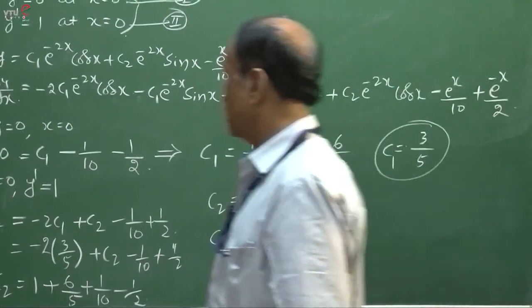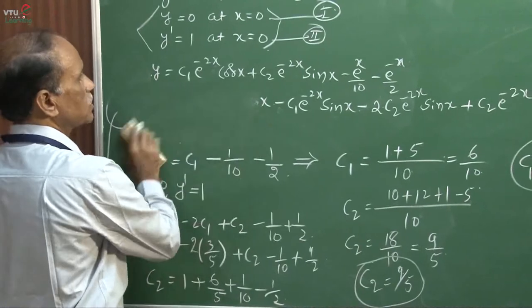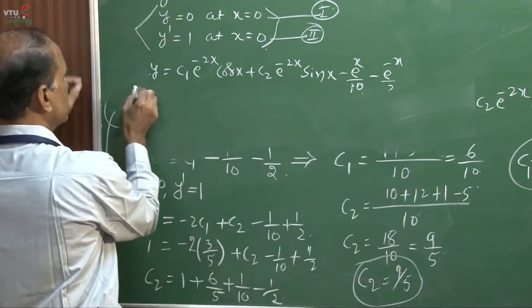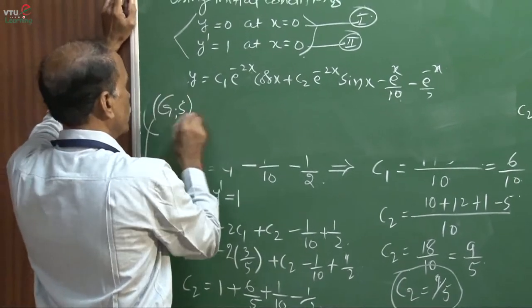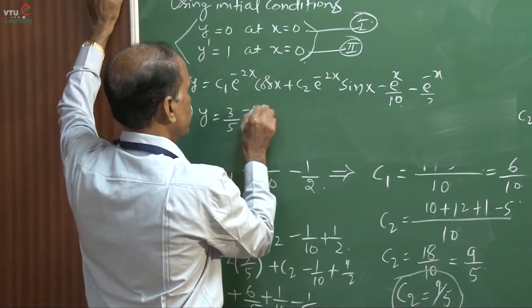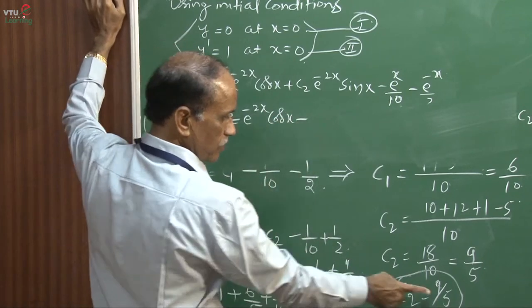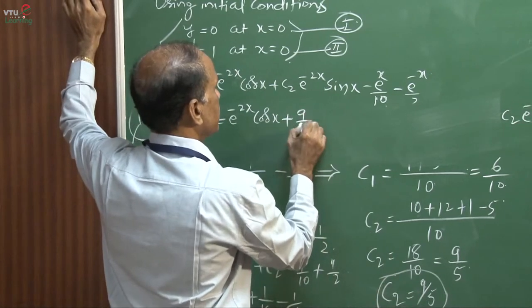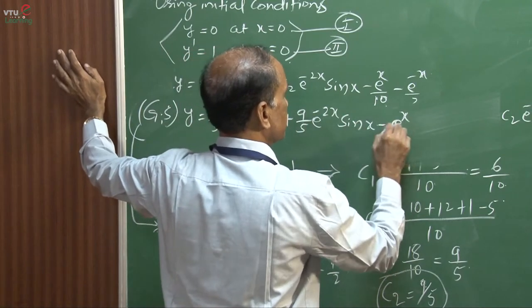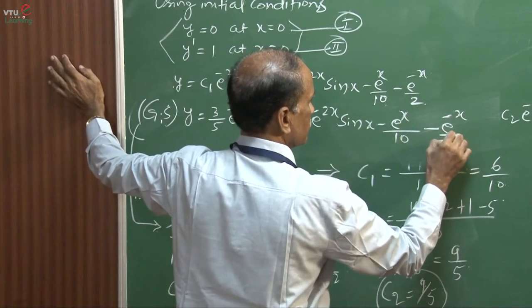Then if you write this solution by replacing, the general solution becomes y is equal to C1, which is 3 by 5, e to the power minus 2x cos x, and C2 is 9 by 5, e to the power minus 2x into sin x, minus e to the power x over 10 and minus e to the power minus x divided by 2.